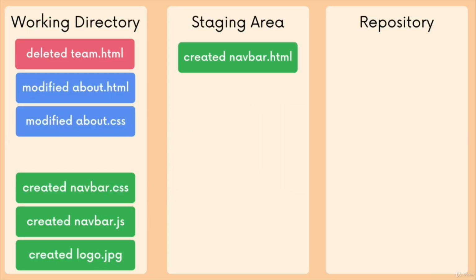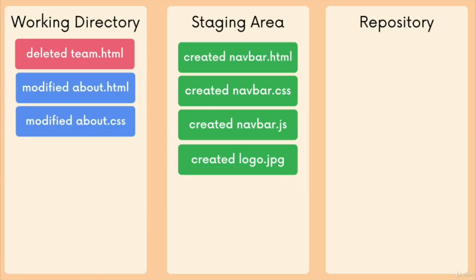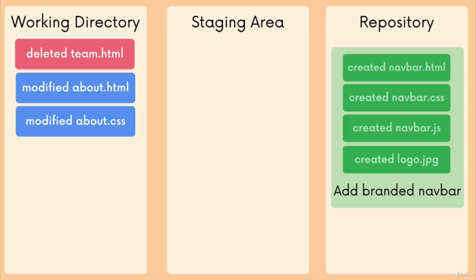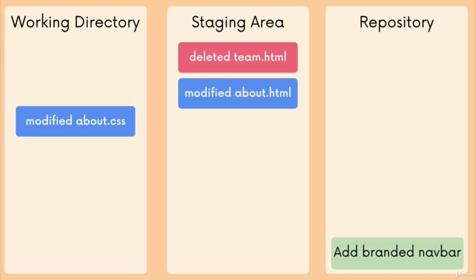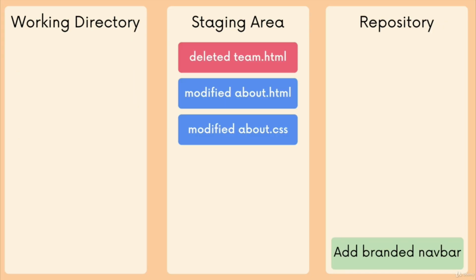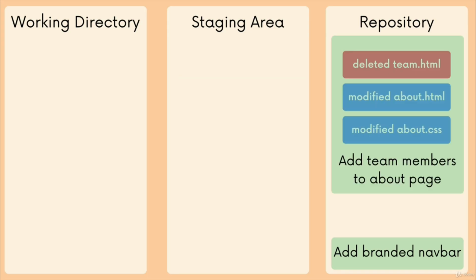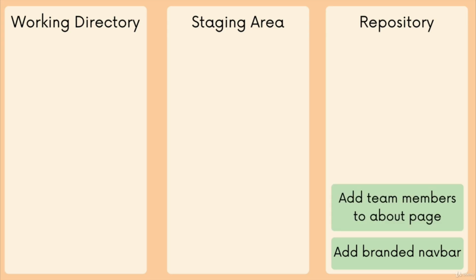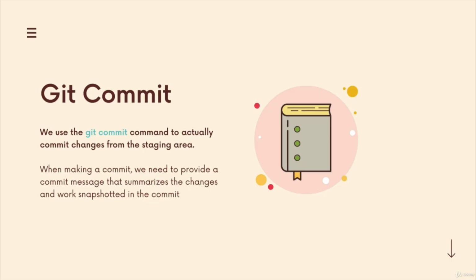For example, when I grouped together these files, the navbar changes, I staged them. When I committed in this example, I added a message, "add branded navbar." Or here, I changed 3 files, I staged them, I committed with the message, "add team members to about page." So we'll talk more about writing good commit messages and what makes a good commit message, but for now, just know that a commit message should summarize the changes included in that commit.